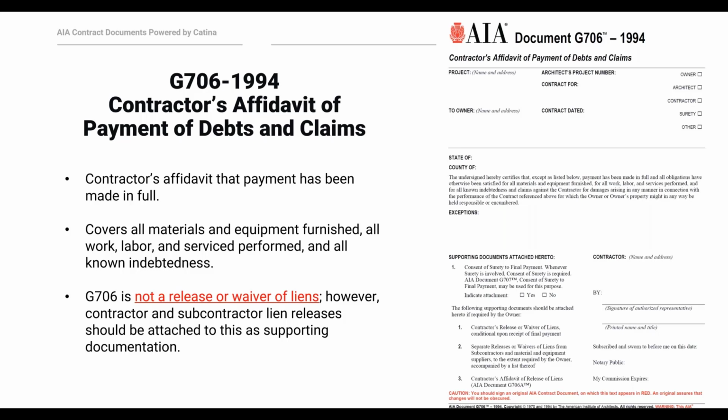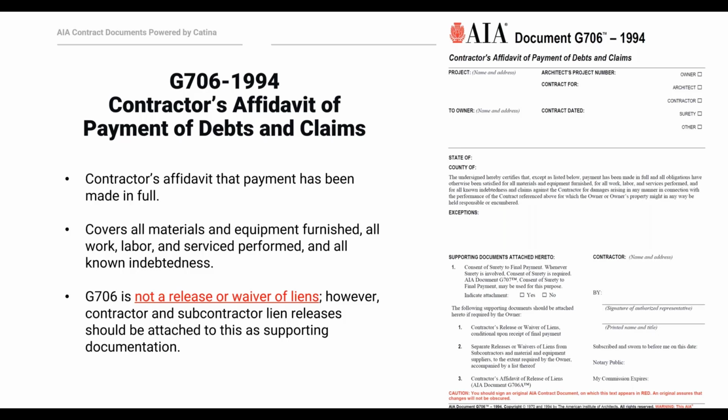I have to admit that this is probably one of the more misunderstood documents in our library. First and foremost, please understand that this is not a release or waiver of liens in and of itself. It is exactly what the title says it is. It is an affidavit signed by the contractor certifying that payment has been made in full for all materials and equipment furnished, for all work, labor, and services performed, and for all known indebtedness and claims against the contractor for damages arising in connection with the performance of the contract for which the owner or the owner's property might in any way be held responsible and encumbered.